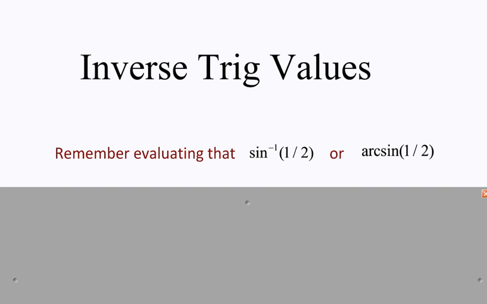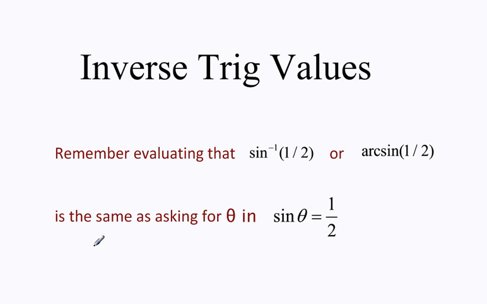In both cases, we're going to be working with a restricted domain, and it's going to be a function with exactly one answer. And that answer is going to be the answer to the question, what is theta if sine theta equals 1/2? So that's how we're going to be thinking about it in terms of the unit circle. So first, let's just review our graphs and see how that restricted domain works out.